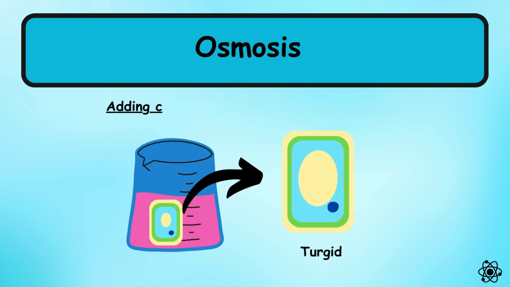Now let's investigate the effects on plant tissues in different concentrations. Adding a cell into pure water or dilute solution, there will be higher water potential outside the cell than inside the cell, and therefore water will move into the cell. As water enters the cells, they may become turgid or swollen due to the high water content.